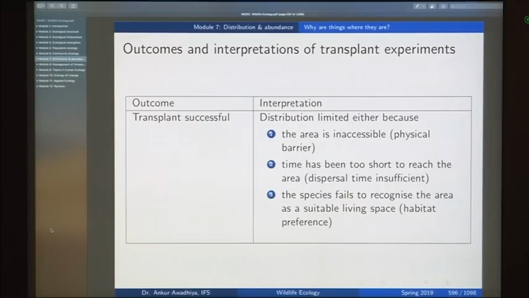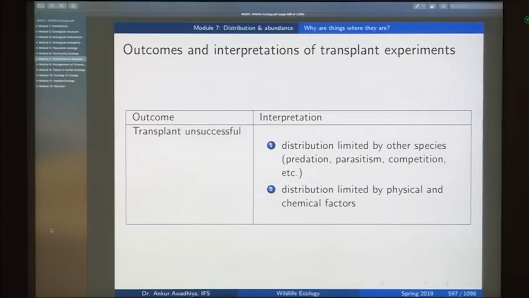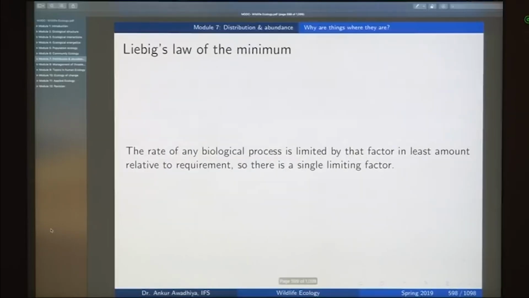So, if this transplant is successful, then probably the organism is not found there because this area is currently inaccessible, or it has not been able to disperse because of lack of time or because of habitat preference. But if the transplant is unsuccessful, then it could be limited by some other species, or it could be limited because of some physical and chemical factors. Then we look at factors.